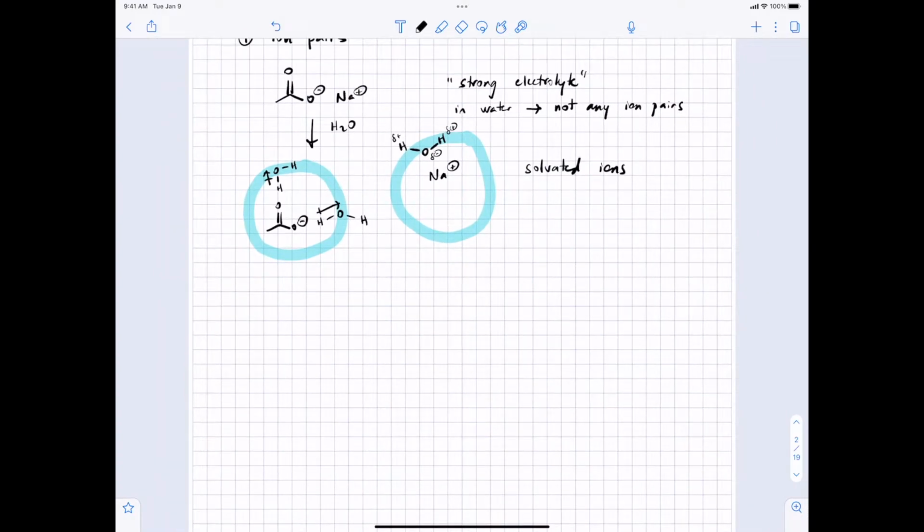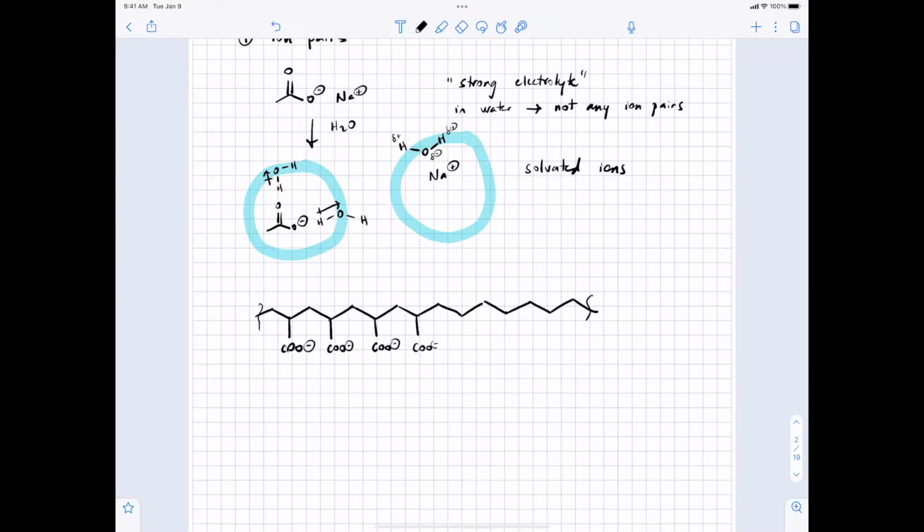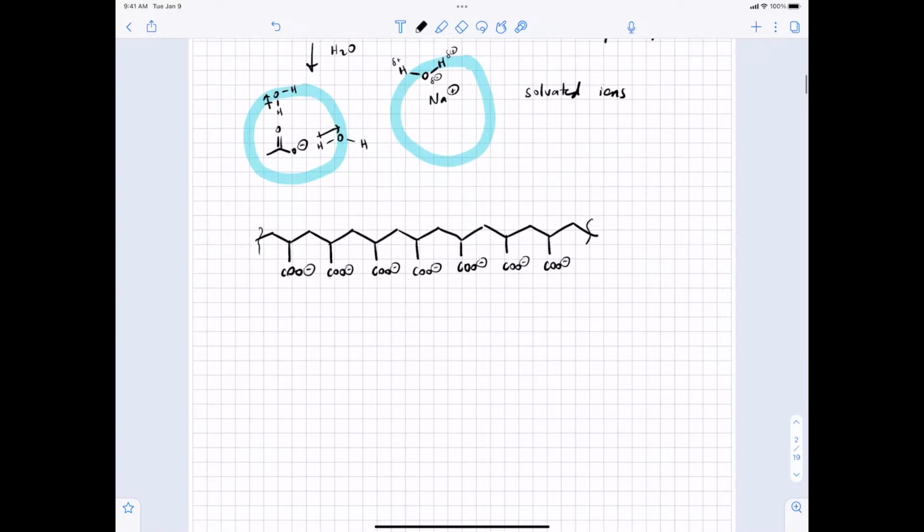Now, in contrast, you can take the same functional group and put a lot of carboxylic acids into close proximity. I think what I'm drawing here is a polymer called polyacrylate. And because of the presence of all of these negatively charged carboxylate groups, it becomes more favorable to have sodium ions present.